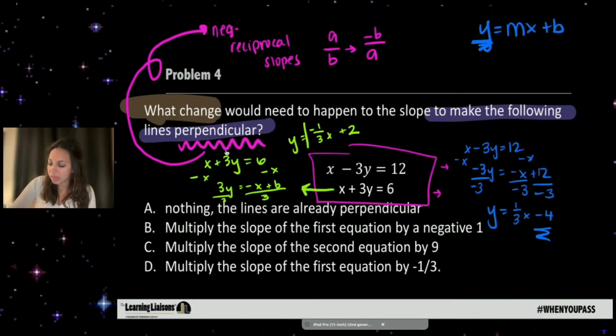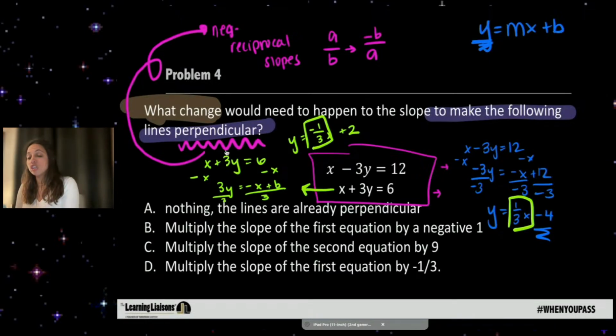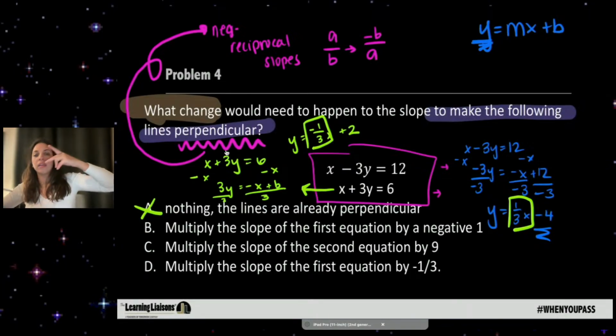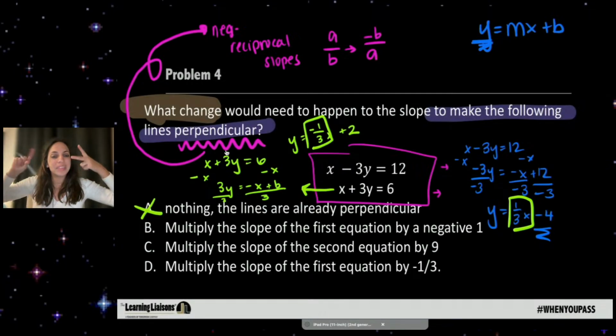Now, I have negative 1/3 x and I have positive 1/3 x. So I don't need to multiply by a negative value to get the other one to be opposite of it, because one is already negative and one is already positive. They are not already perpendicular because it's not flipped. If they were already perpendicular of one another, one would be 3 over 1 and the other would be negative 1 over 3. But that's not the case.